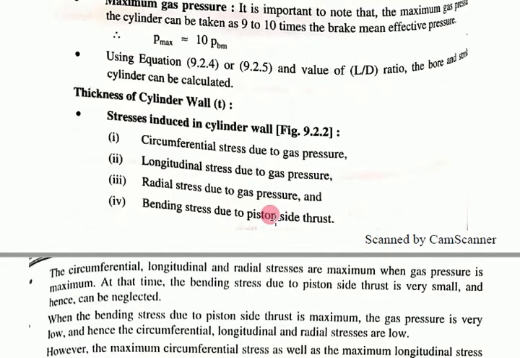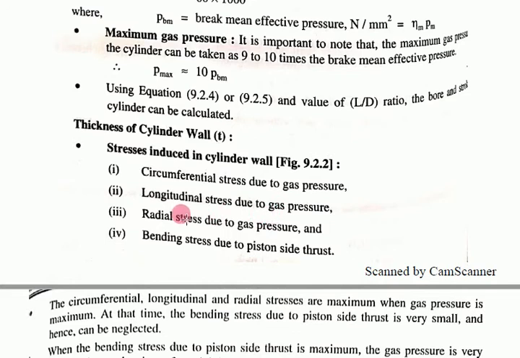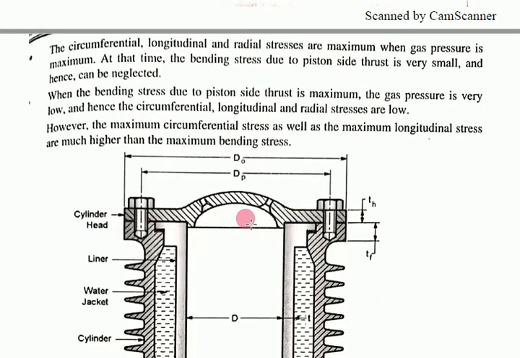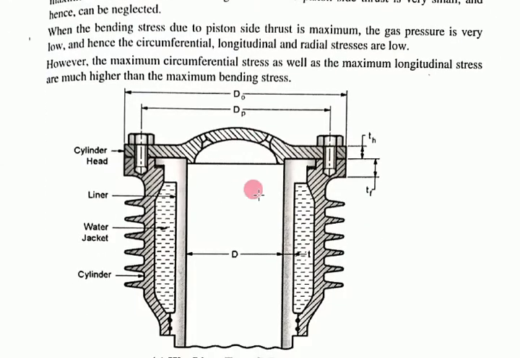Let us see how we can select all these things, but before that we should know which kind of stress is induced in the cylinder wall. Here, 1, 2, 3, 4, you can pause the video and read this out. Circumferential stress is there, longitudinal stress is there, radial stress is there, bending stress is there. This kind of stress is generated inside the cylinder wall. You are aware of this figure, right?